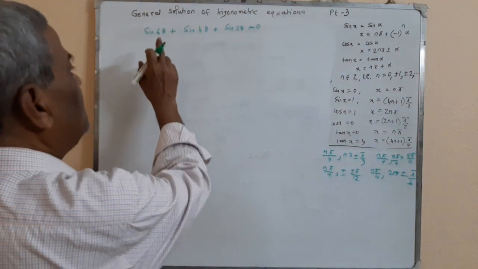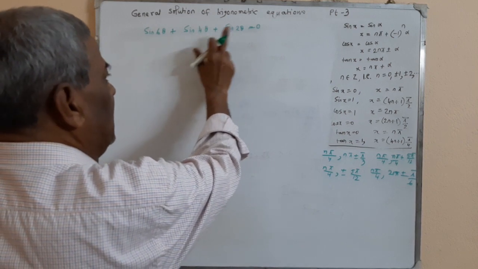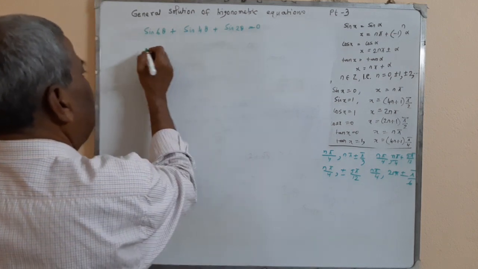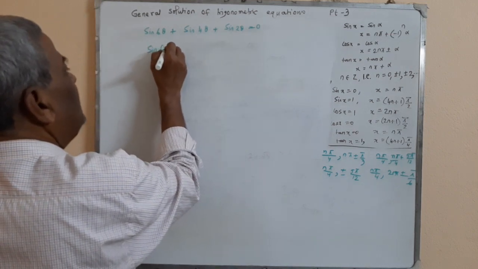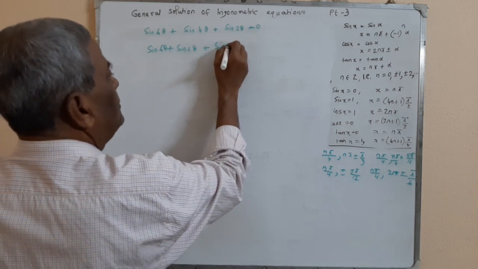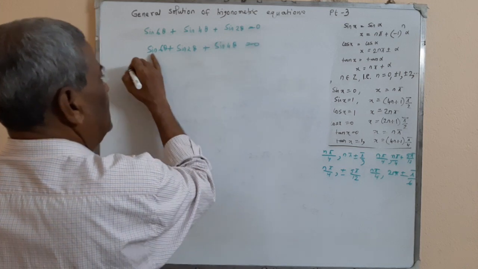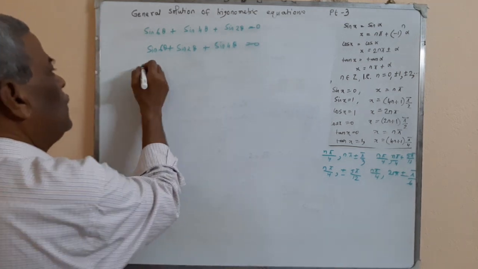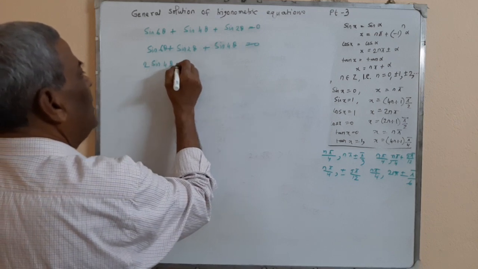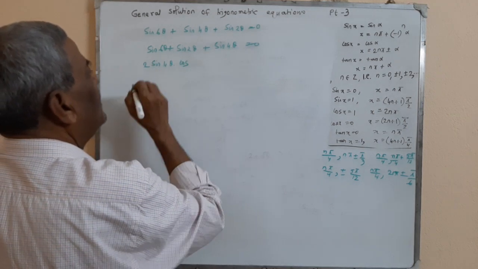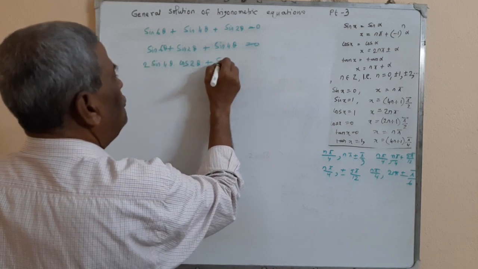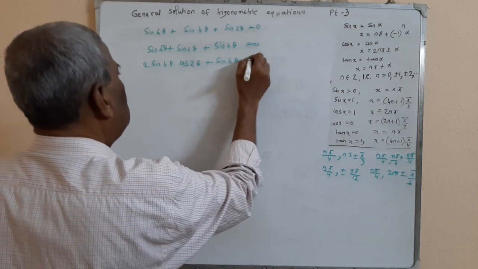Now our equation is sin 6θ + sin 4θ + sin 2θ = 0. Simplifying the left hand side, it is sin 6θ + sin 2θ + sin 4θ = 0. This is of the type sin C + sin D, which is 2 sin((C+D)/2) cos((C−D)/2), plus sin 4θ equal to 0.